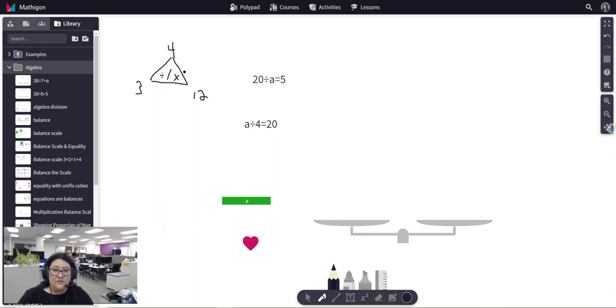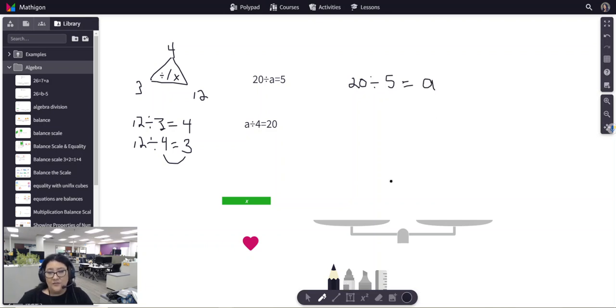So we can go 3 times 4 equals 12. We can go 4 times 3 equals 12. We can go 12 divided by 4 equals 3, but also 12 divided by 3 equals 4. So when I look at that, we can really just change the divisor and the quotient, and the equation is still going to be balanced. And so that is exactly what I'm going to do with this, because I don't like it like this. So I am going to go 20 divided by 5 equals a.